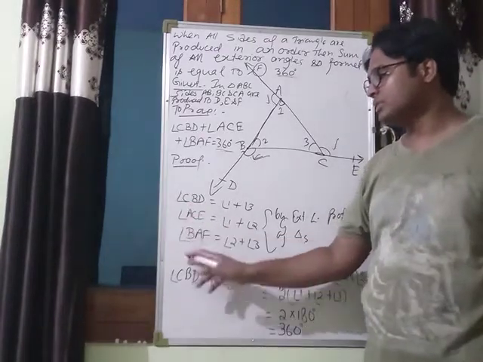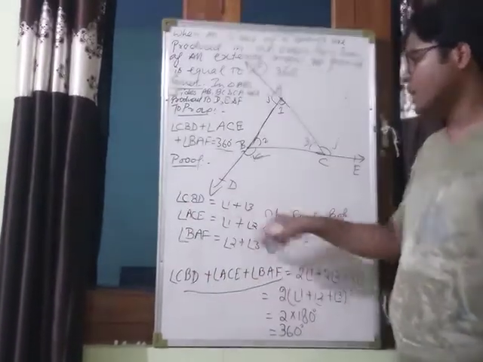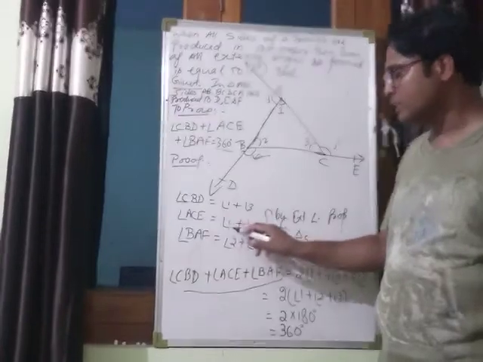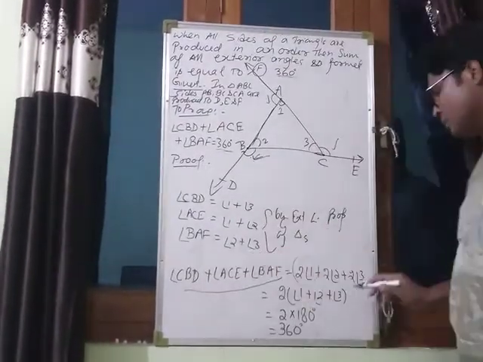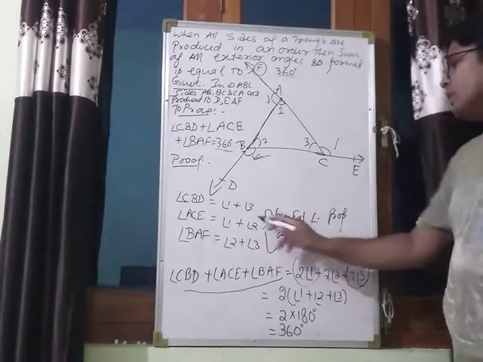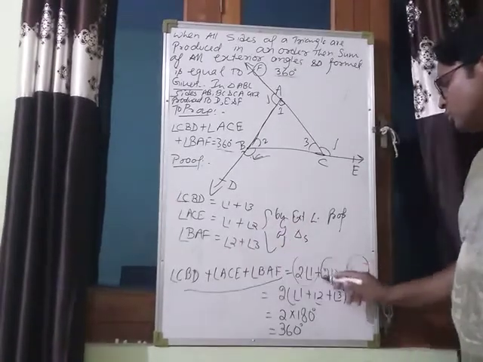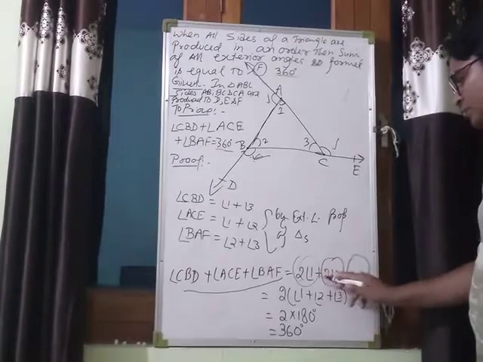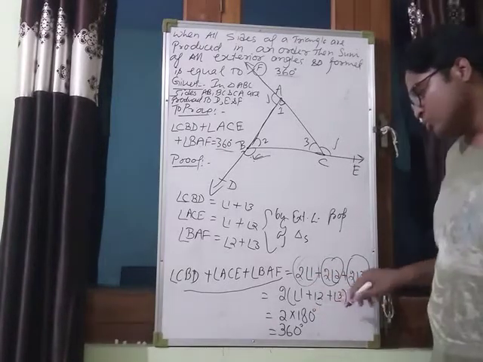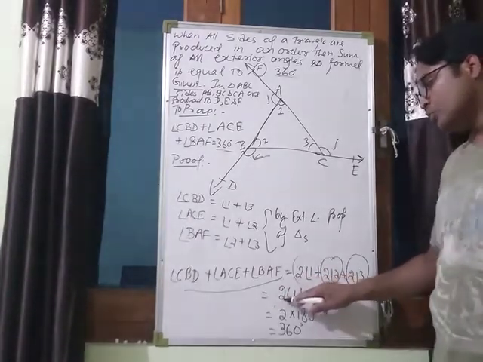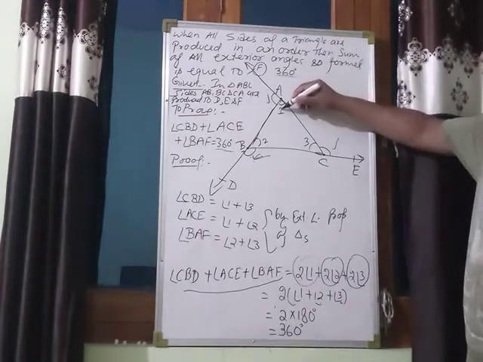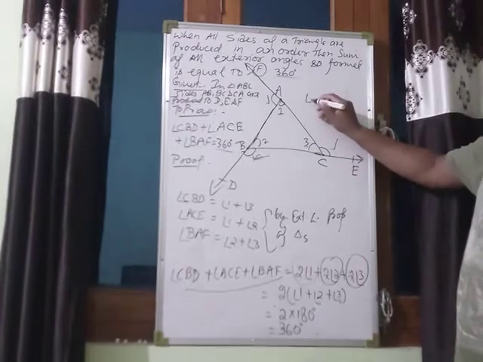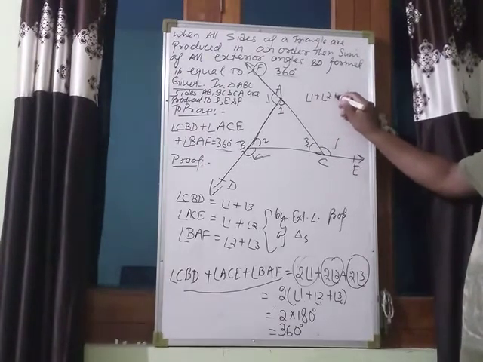Add left to left and right to right. So you see angle 1 plus angle 1, twice angle 1. Angle 3 plus angle 3, twice angle 3. Angle 2 plus angle 2, twice angle 2. Now you can see 2 is common in all, so 2 can be taken outside. What do we have? 2 times angle 1 plus angle 2 plus angle 3. Now see, angle 1 plus angle 2 plus angle 3.